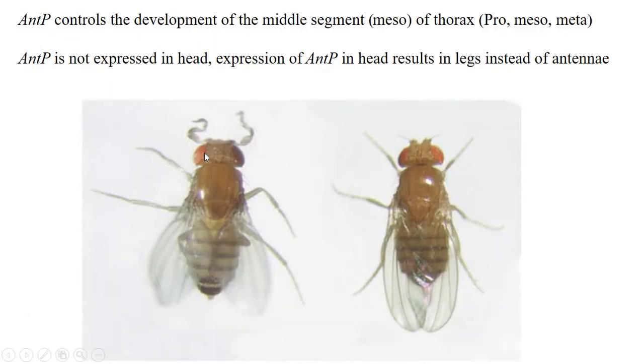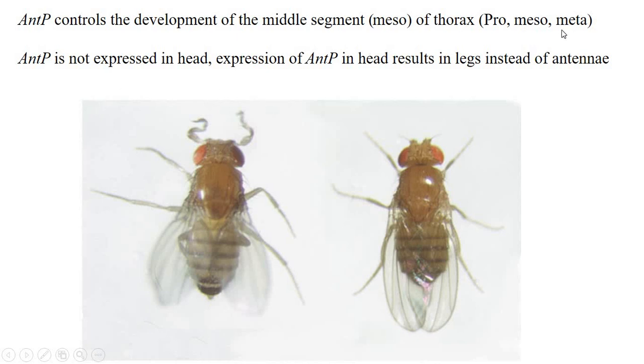So here, Antennapedia controls the development of the middle segment, or mesothorax. So the thorax has three segments: prothorax, mesothorax, and metathorax. Recall the flies, insects, have three sets of legs. So here you can see they have three pairs of legs, total 6 legs. Each of these pairs of legs will be on each of these segments: pro, meso, and metathorax.